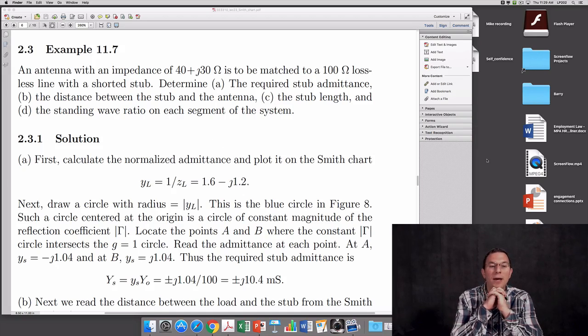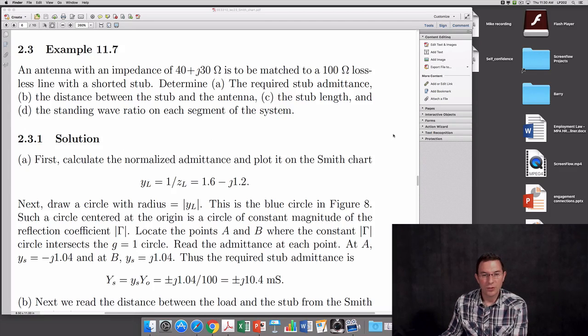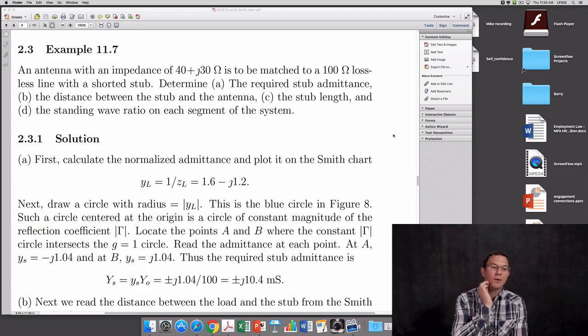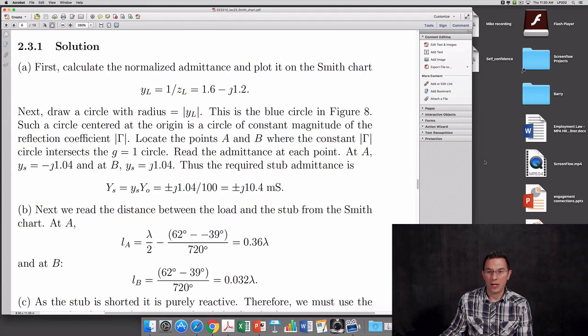All right, we need to find A, the required stub admittance, B, the distance between the stub and the antenna, that's length L, C, the stub length D, and D, the standing wave ratio on each segment of the system. Okay, well, first of all, how do we figure out what the stub admittance needs to be in order to have a match?